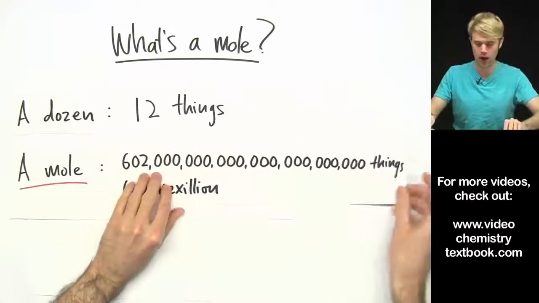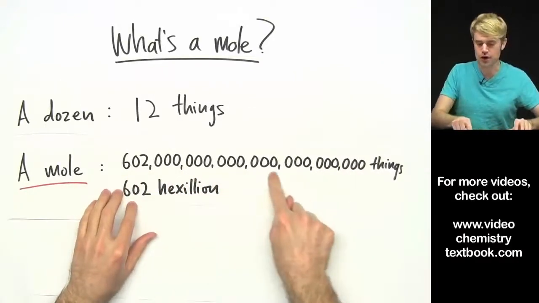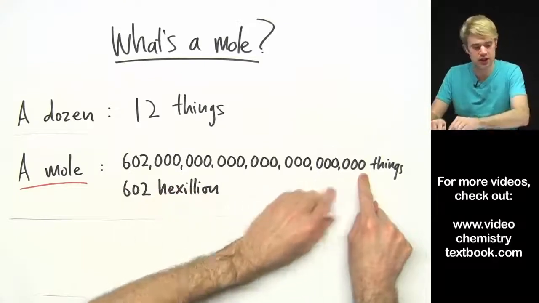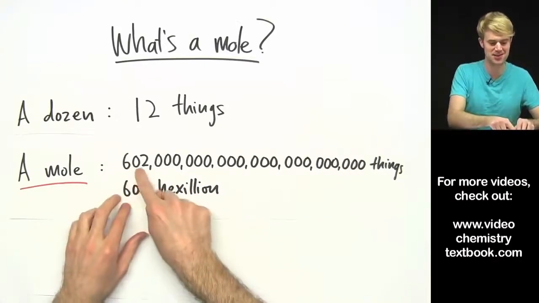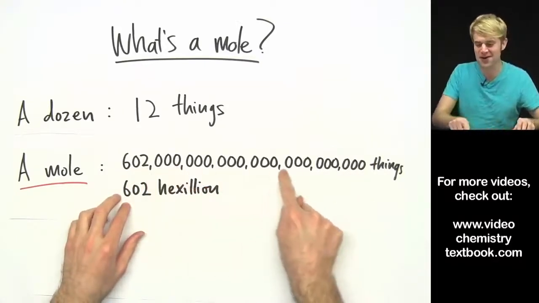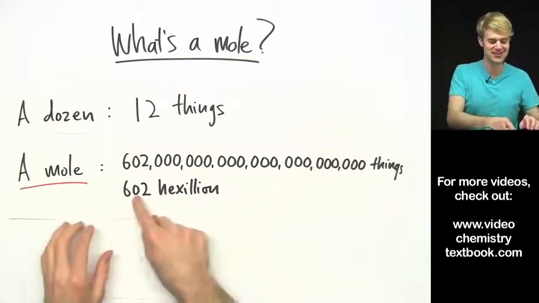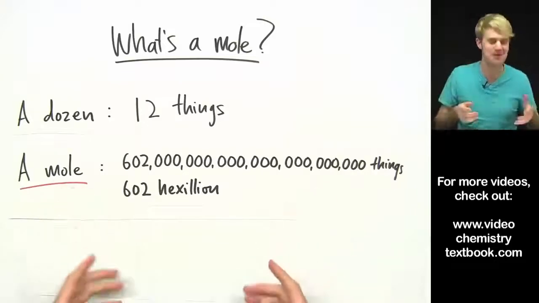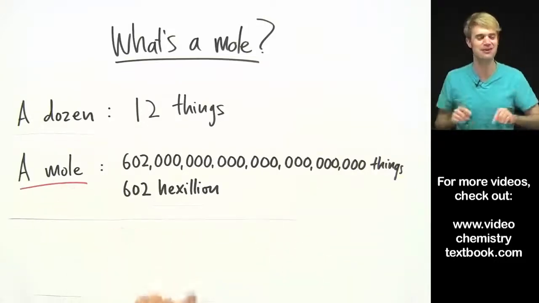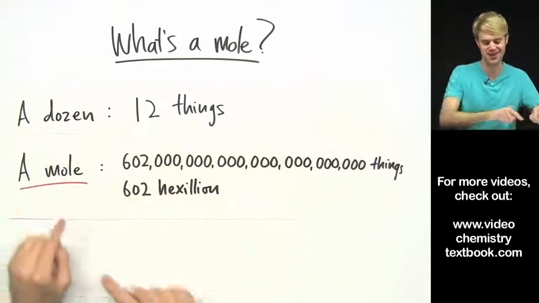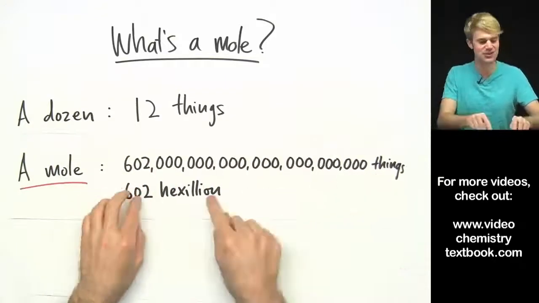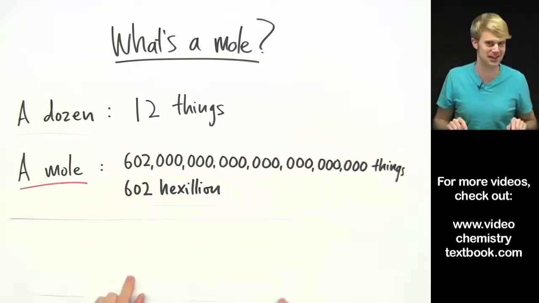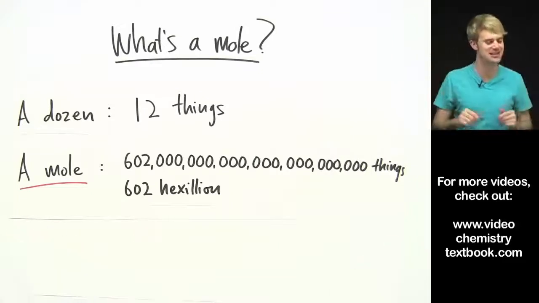12 things in a dozen. In a mole, there are 602 hexillion things. This is 602 followed by 21 zeros. So a mole, like a dozen, is a name for a certain number of things. There are 12 things in a dozen. There are 602 hexillion things in a mole. This is a gigantic number.